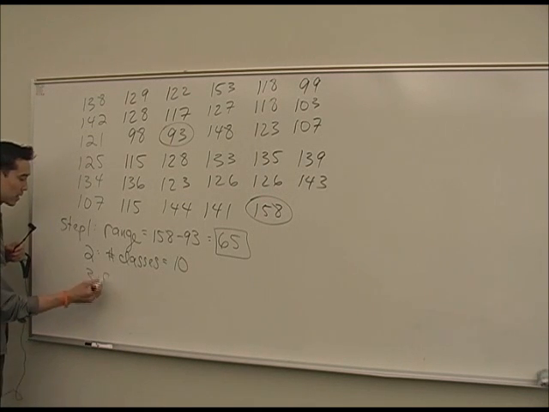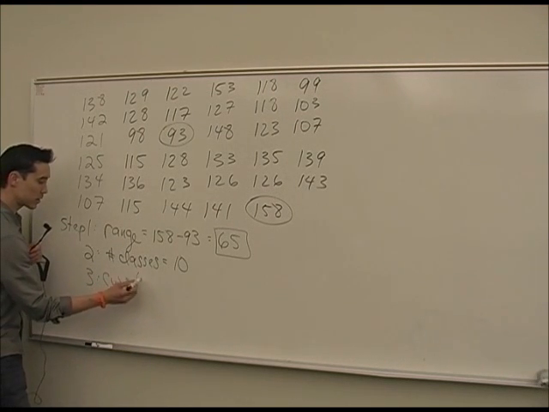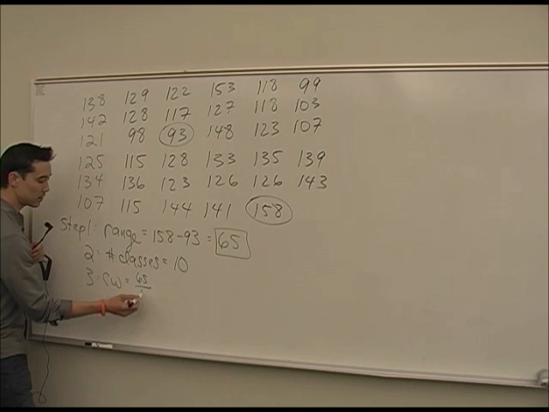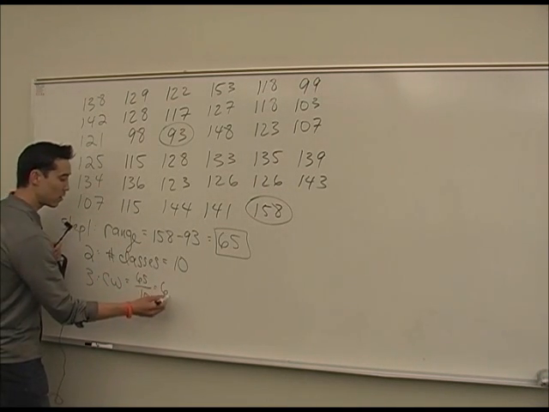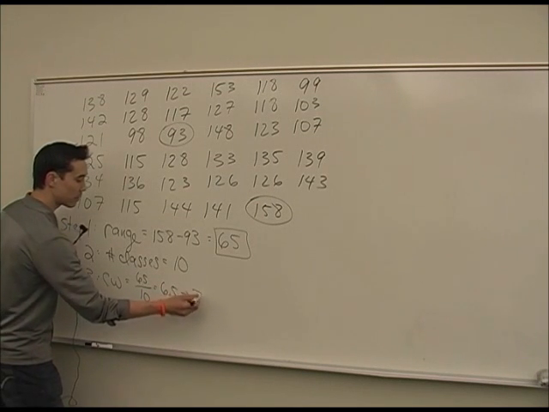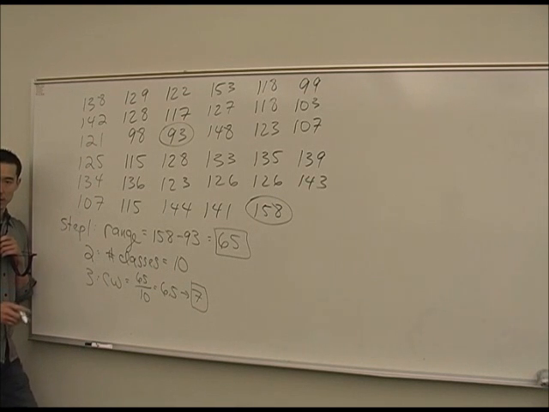Class width. How do I get it? Range divided by number of classes. Range, 65, divided by number of classes, 10, comes out to 6.5. What am I going to use? 7. Whatever that number is, you bump it up to the next whole number. Please do that. Step 4, 5, 6, and 7, we're ready to actually start creating the table.